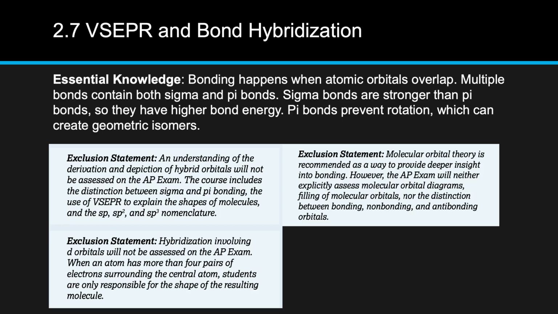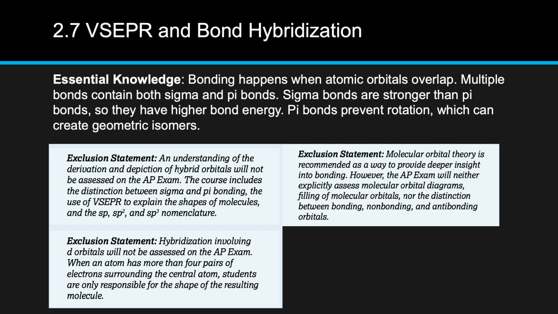You also need to know that bonding occurs when orbitals overlap. Sigma bonds are stronger than pi bonds because they are a head-on overlap collision of the orbitals, whereas pi bonds are kind of coming from the side, so they're not a head-on overlap, so they're a little more reactive and a little more unstable. And so those sigma bonds, since they are stronger, have a higher bond energy. And those pi bonds are going to prevent rotation. So if it's just a single bond between two carbons, technically those carbons can rotate on that single bond. But as soon as you add a pi bond, then that carbon can no longer rotate.